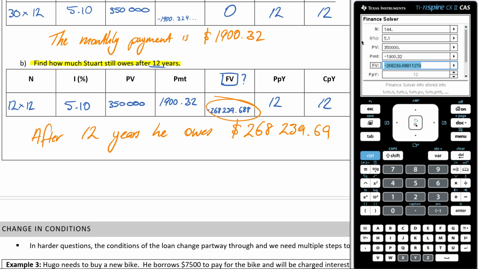Make sure you don't round and then you round. That's how you avoid making lots of silly mistakes and losing marks.